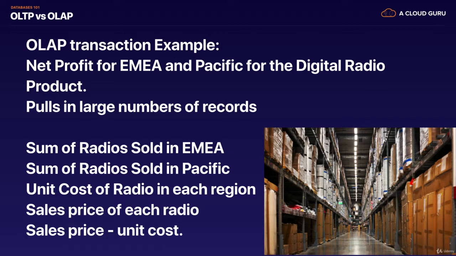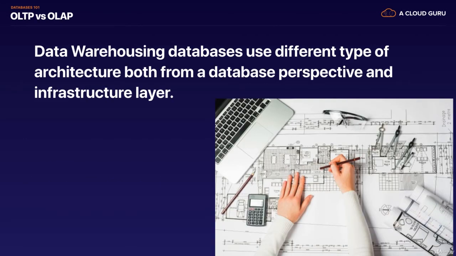And so this is going to pull in a huge number of records. It's going to do a huge number of queries. So it's basically going to add up the sum of all radios sold in EMEA. It's going to add up all the sums of radios sold in the Pacific. It's going to figure out the unit cost of the radio in each region. And then it's going to take the sales price of each radio. And then it's also going to need to figure out the difference between the sales price and the unit cost. And essentially, it's going to run a whole bunch of queries onto my database.